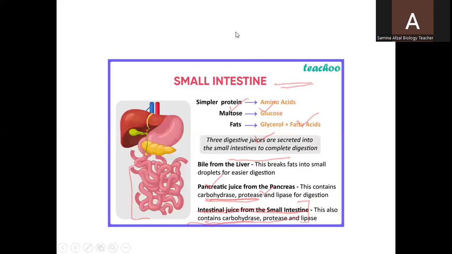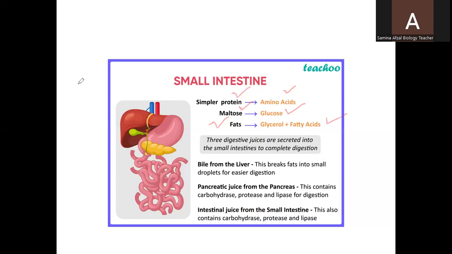In the small intestine, the digestion of the 3 nutrients takes place: the proteins are broken down into amino acids, maltose or carbohydrates you can take, into glucose, and fats are broken down into glycerol and fatty acids. Because in the small intestine, the intestinal wall secretes different types of enzymes for the digestion of these nutrients.